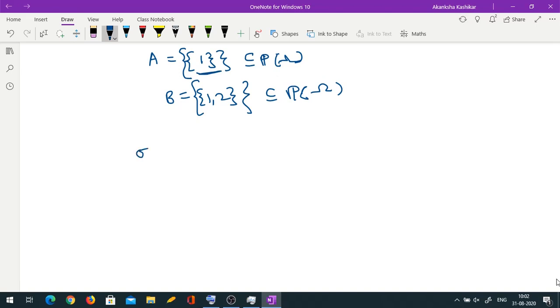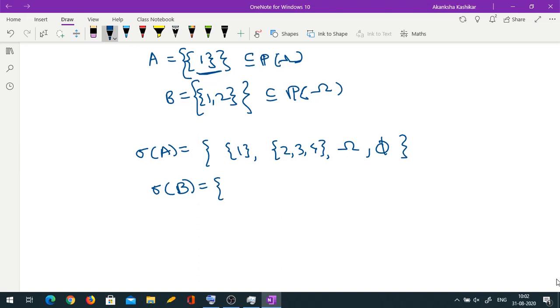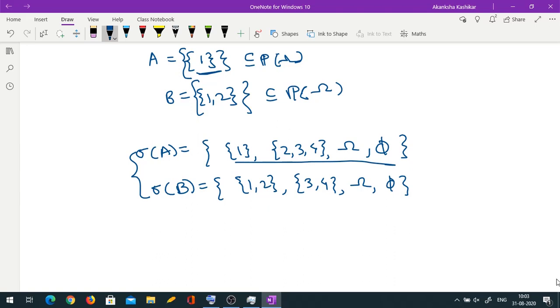Now if I try to construct sigma(A), what do I need? I need {1} because A has to be in it. Then I need the complement of {1}, so I have {2, 3, 4}. Then I need omega and phi, because omega is the union of these two and phi is its complement. Similarly, I can construct sigma(B). B has to be there, so {1, 2} would be there. Then the complement of {1, 2}, that is {3, 4}, would be there. Again omega and phi would be there. So these are minimal sigma fields because we have not put anything extra, only those things which are required, the bare minimum, to make it a sigma field.